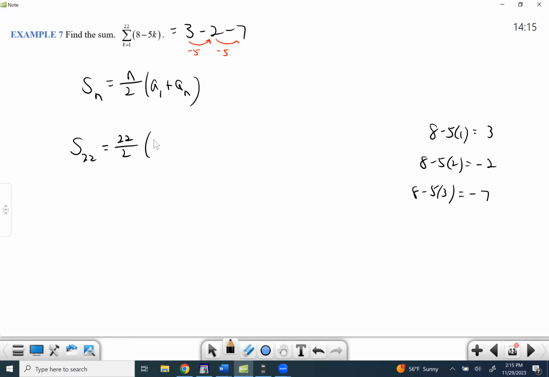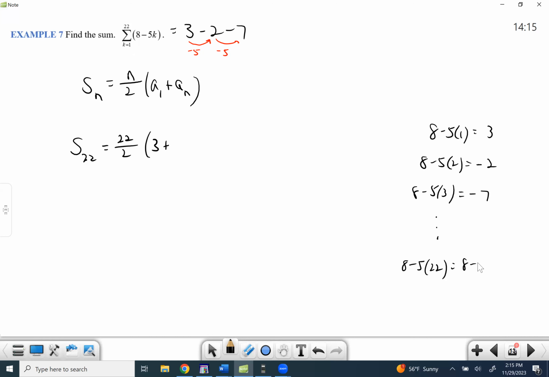And we know the first is 3, but we don't know what the last is. We don't know what a sub 22 is, right? So we're going to have to substitute in 22 to find out what the very last number in this series is. So let's go ahead and substitute in 22.